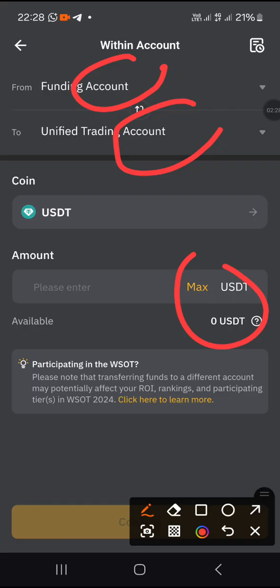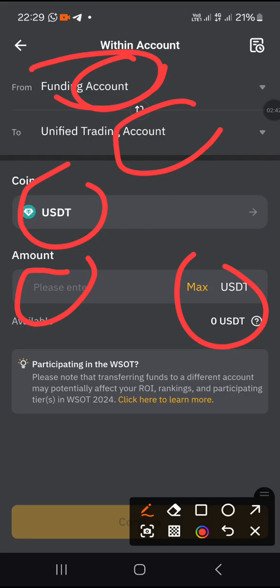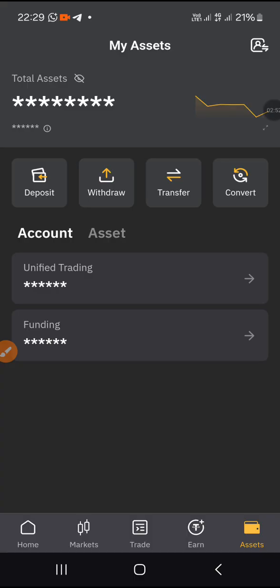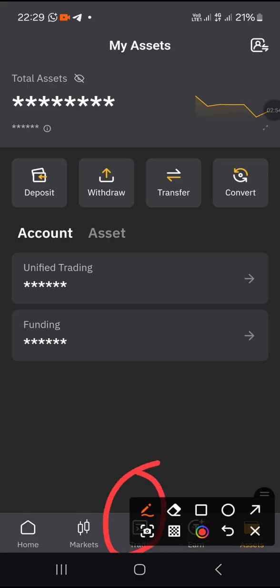Before you can do all of this, make sure you fund your account using P2P transactions, or by copying your wallet address to your friend or any other merchant who can fund your wallet for you. Once your wallet is funded, it will first be settled here in the funding account. Then you can just transfer it to the unified trading account. Then you can come back and navigate to this place where you see trade.